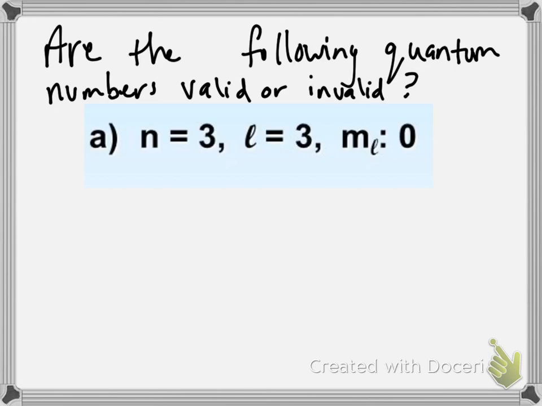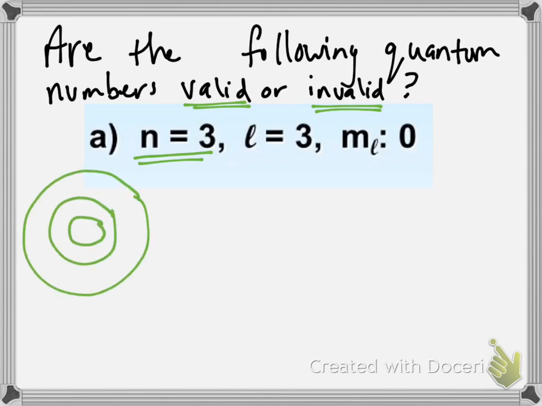Pause the video and try to answer this question. Are the following quantum numbers valid or invalid? Valid means correct, invalid means not correct. Let's take a look. n equals 3. What does it mean, n equals 3? n equals 3 means third energy level. So not the first level, not the second level, the third level. This is n equals 3. So this is third energy level.